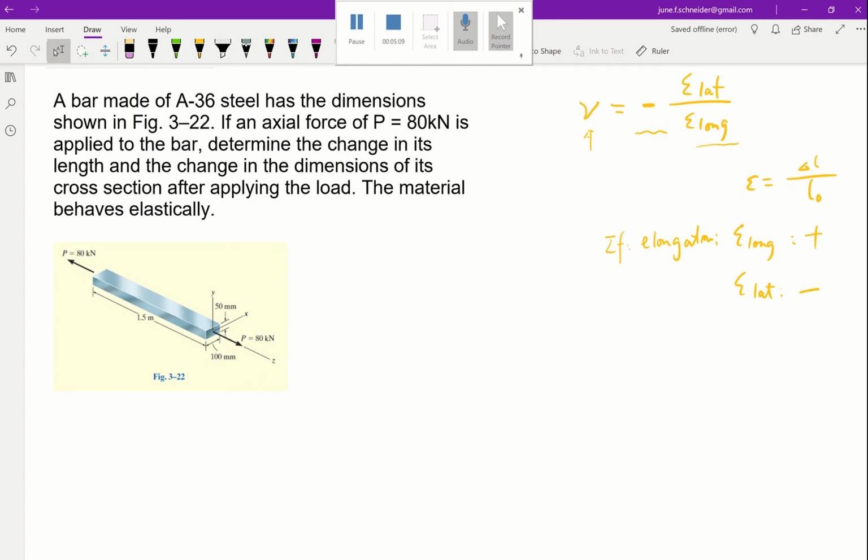Knowing the force is 80 kilonewton, we can certainly go ahead and figure out the normal stress in the z-axis direction.